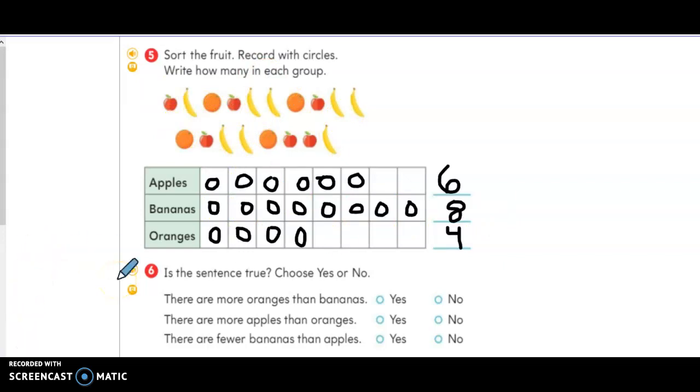All right, hopefully you have collected all your data showing apples with 6, bananas with 8, and oranges with 4. We have to decide if this sentence is true. So the first one says there are more apples than bananas. Excuse me, I read that wrong. It says there are more oranges than bananas. Is that true? If it is true, you circle yes. If it's not true, you circle no. The next one says there are more apples than oranges. If it's true, yes. If it's not true, no. There are fewer bananas than apples. Yes or no?